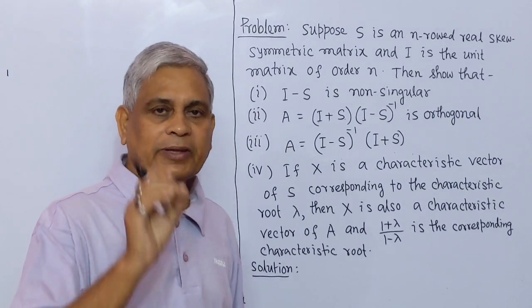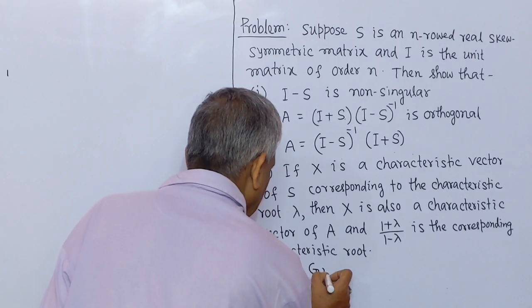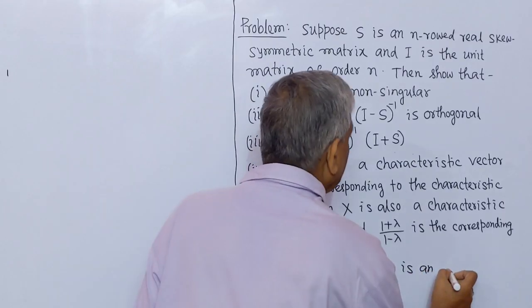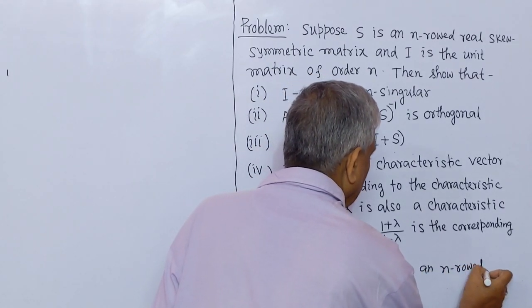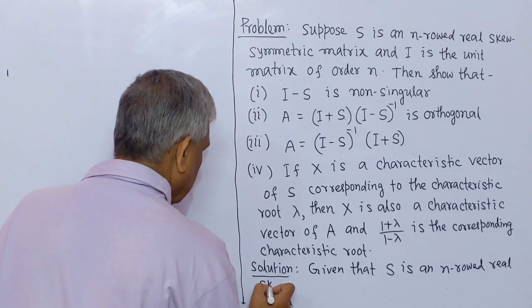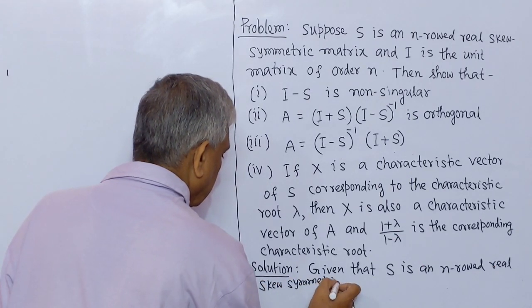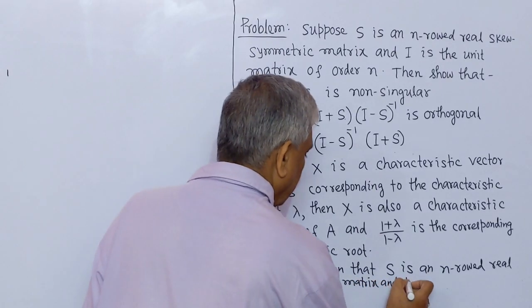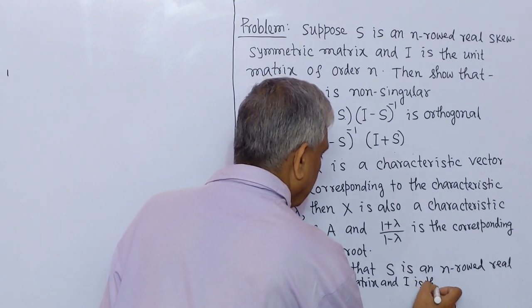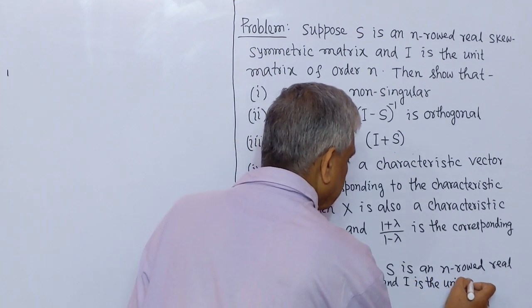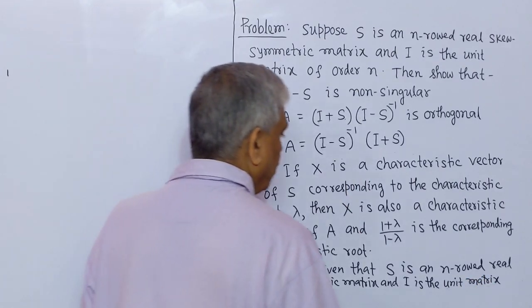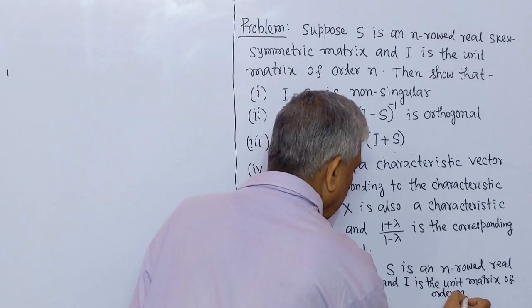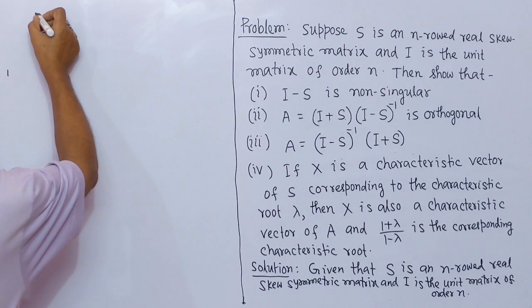Now we solve the problems. Given that S is an n-row real skew symmetric matrix and I is the unit matrix of order n. Now we solve problem number 1.